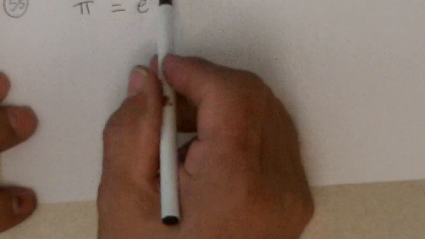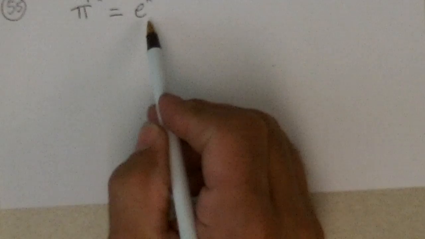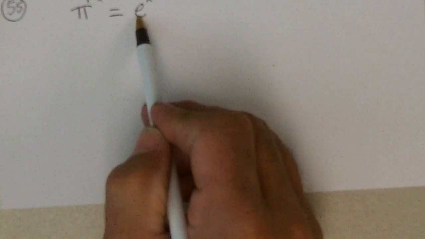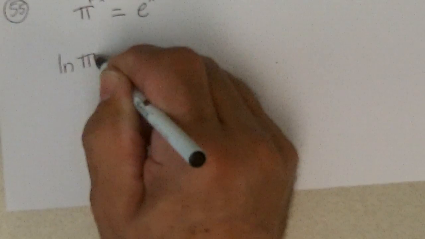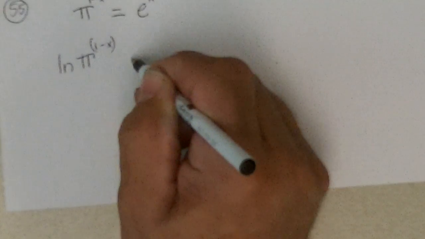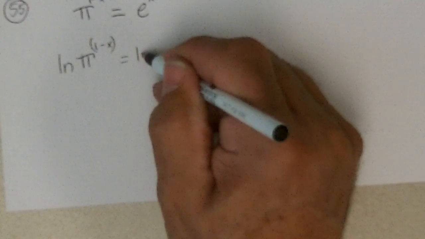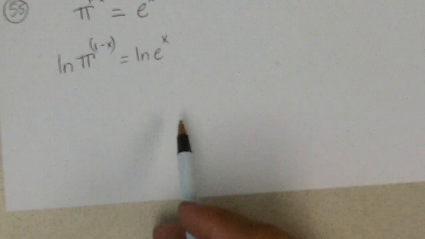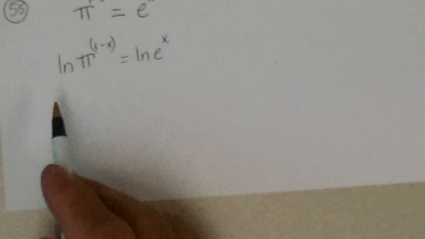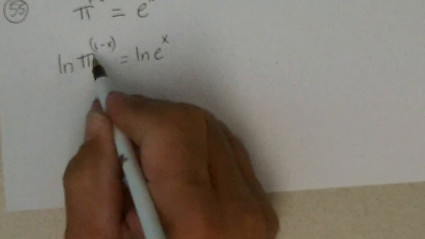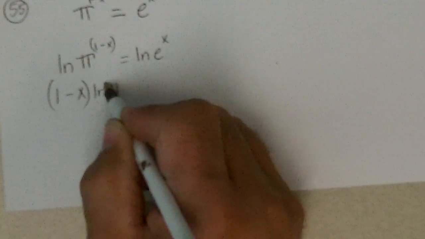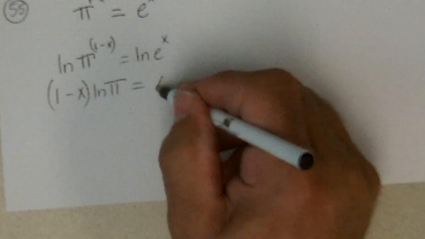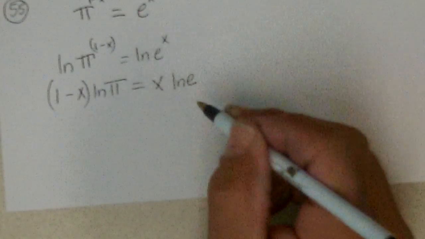Now 55. There are a couple of ways to go here. We can take the log of both sides, and we can do a log base e since this has a base of e. So we'd have ln of pi to the 1 minus x equals ln of e to the x. The x could come down, the 1 minus x could come down, and so I'll have 1 minus x times ln of pi equals x ln e.